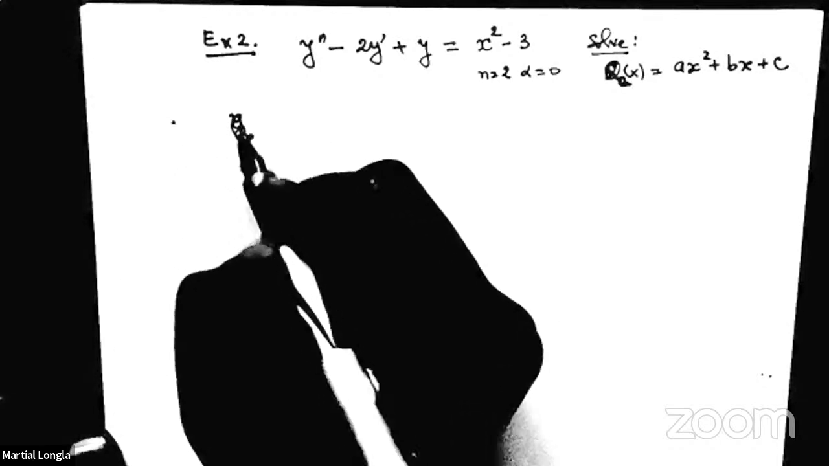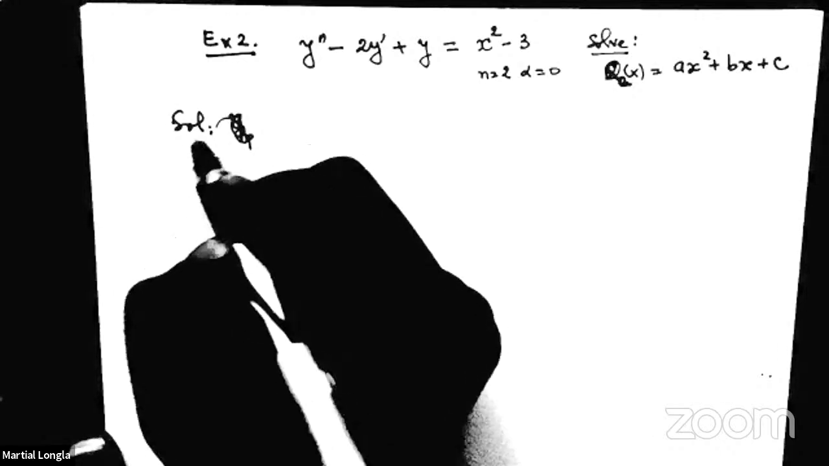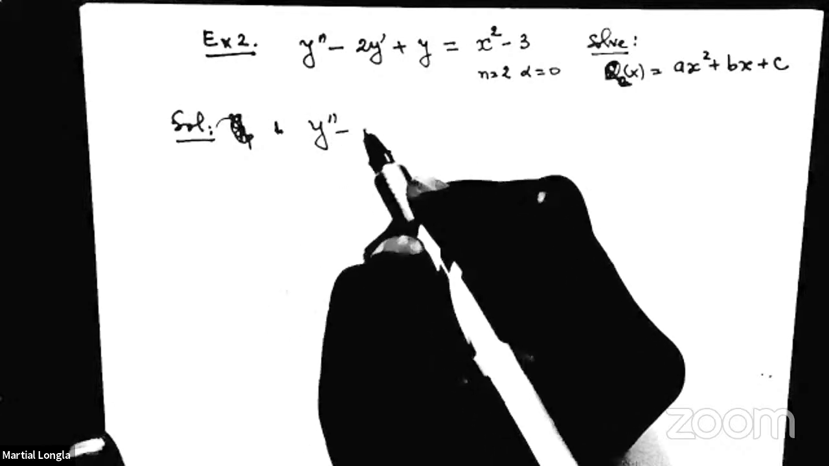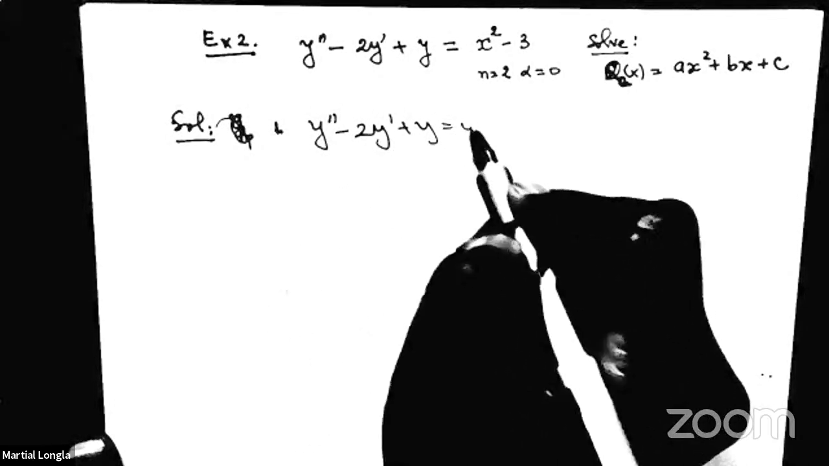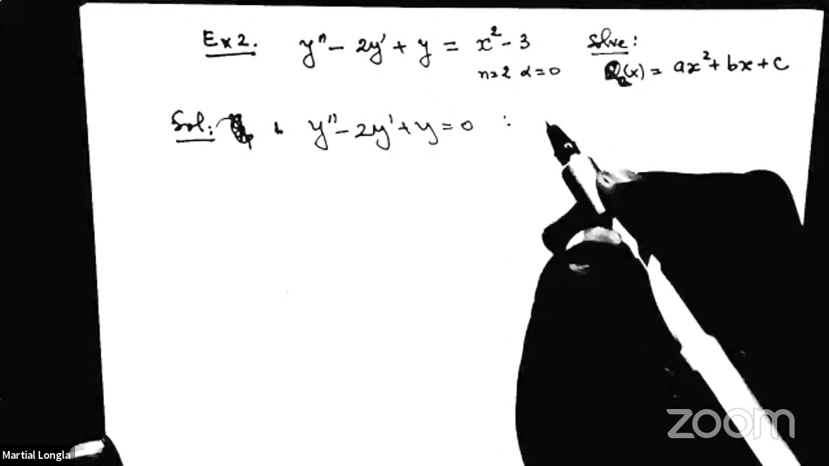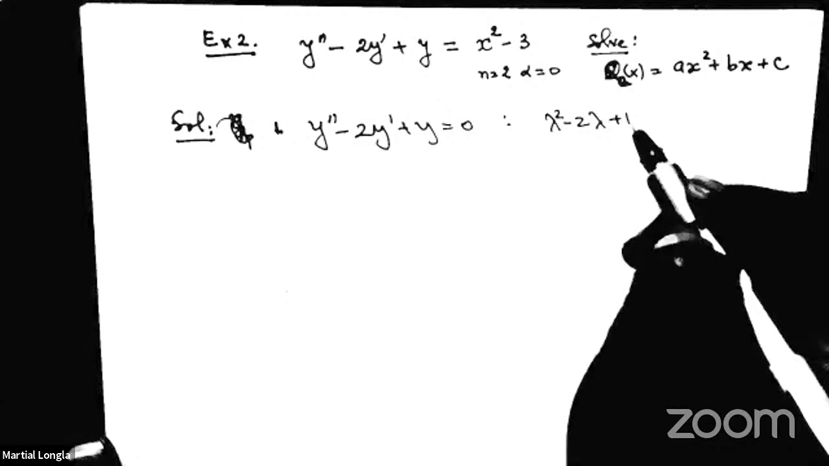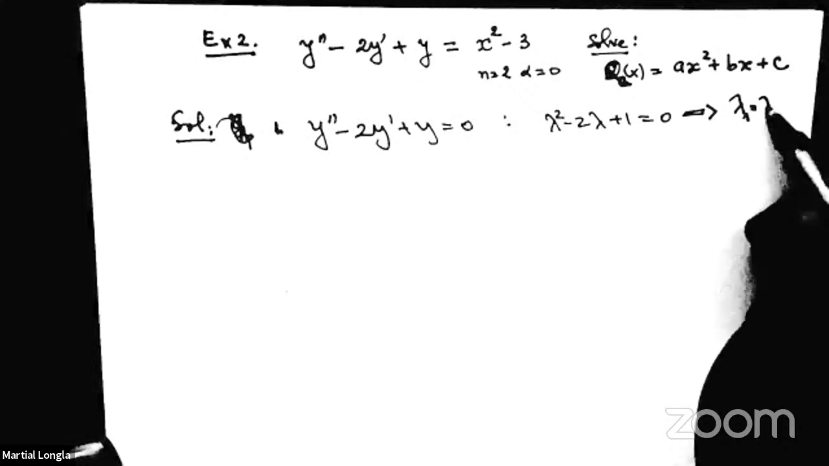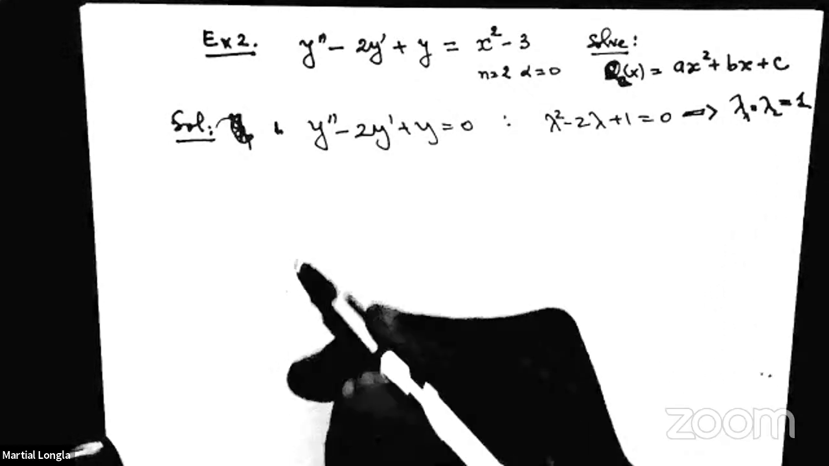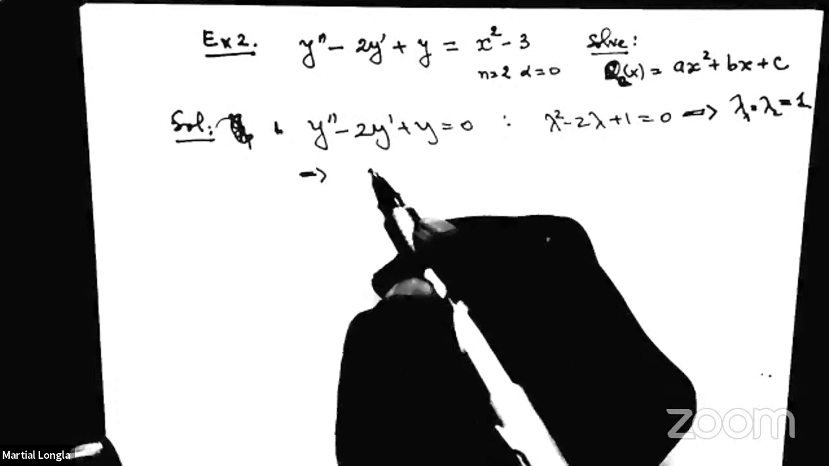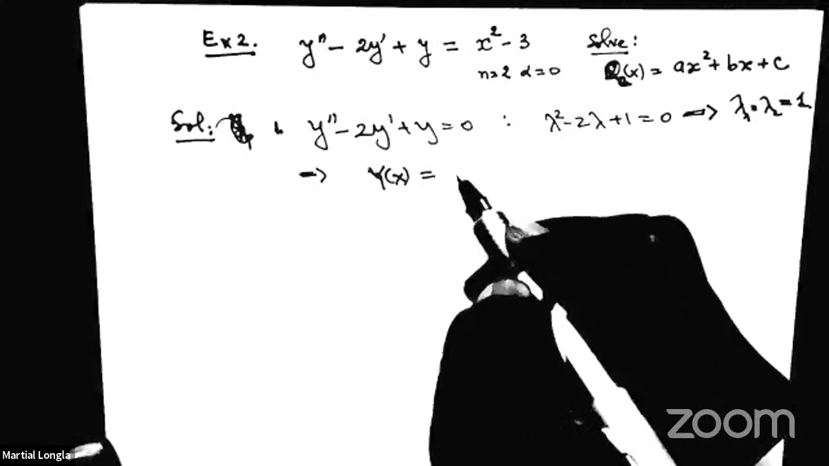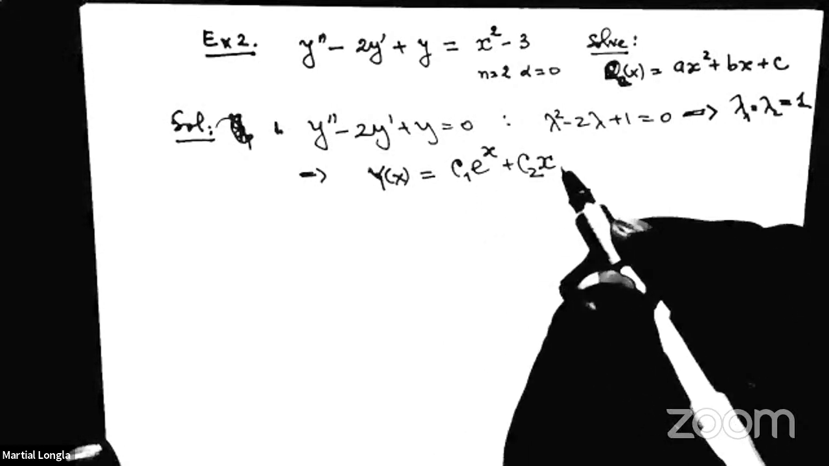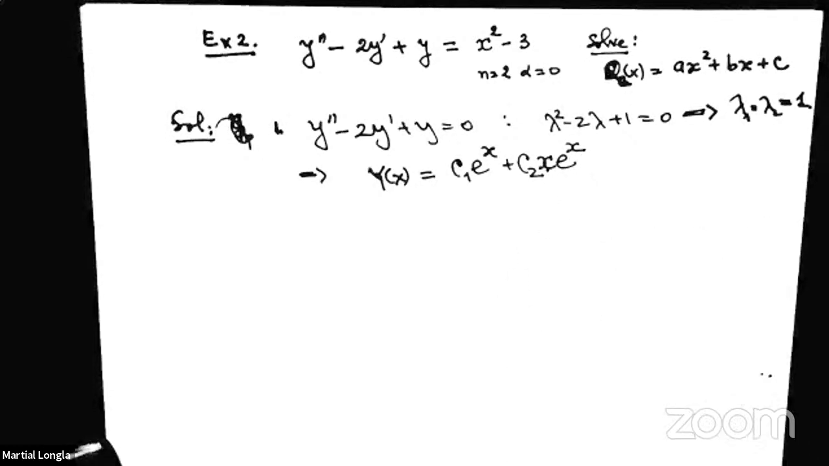So first of all, solution. In step 1, we solve the homogeneous problem, y double prime minus 2y prime plus y equals 0. So we write the Euler equation, which is lambda squared minus 2 lambda plus 1 equals 0. And this gives us lambda 1 equal lambda 2 equal 1. And if the two are equal, then the solution of the homogeneous problem is c1 e to the x plus c2 x e to the x because the root repeats.